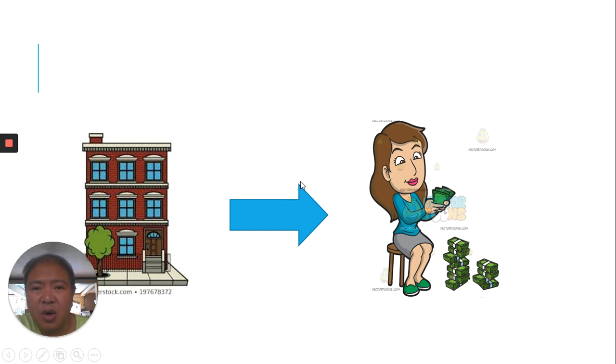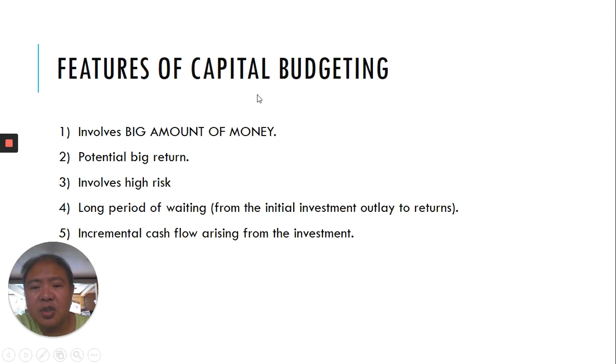Okay, the funding requirement is the fund that you will use to finance this project. Would it earn the minimum return that you will require from the project? Okay. Now, what are the features of capital budgeting?